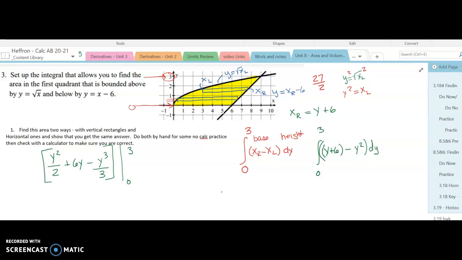So Lalo asked us in class, hey, like when would it ever be better to do things horizontally? Well, now that we're trying to do it by hand, it actually looks like it might be a lot simpler this way.